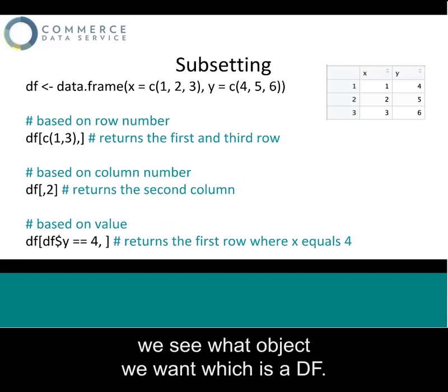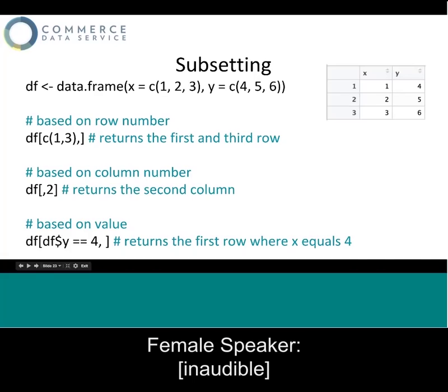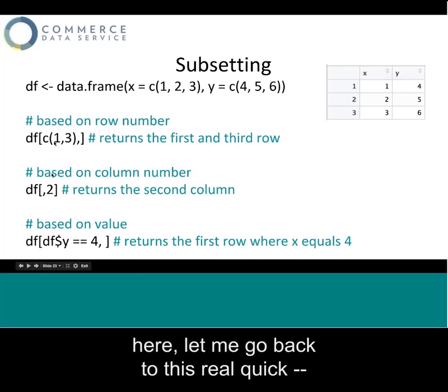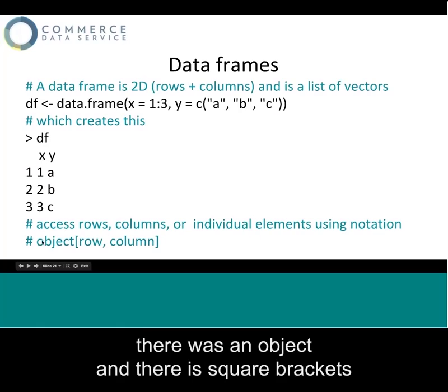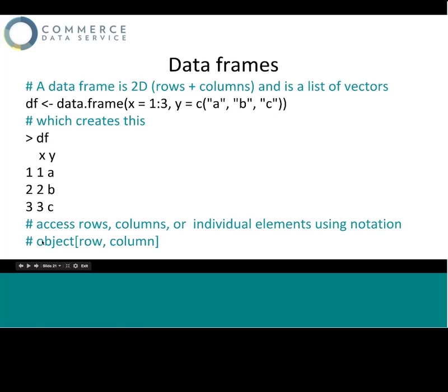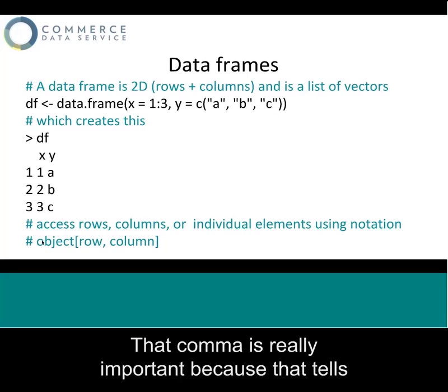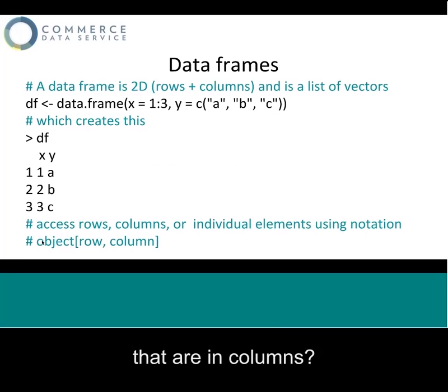So if you see here where it says based on row number, we have a data frame, and we say what object we want, which is the DF, and then, can you see my mouse? Yeah.